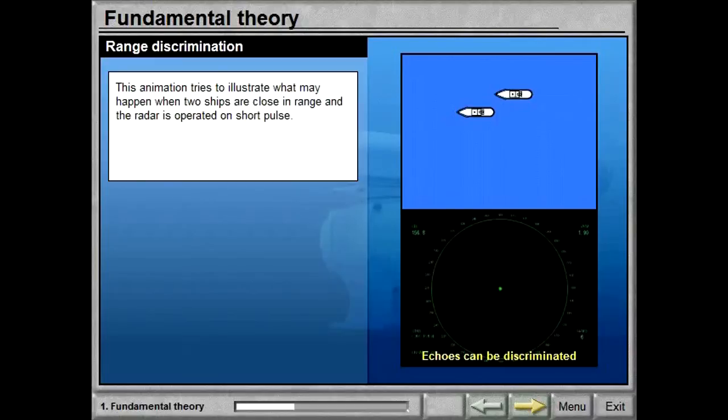This animation tries to illustrate what may happen when two ships are close in range and the radar is operated on short pulse.